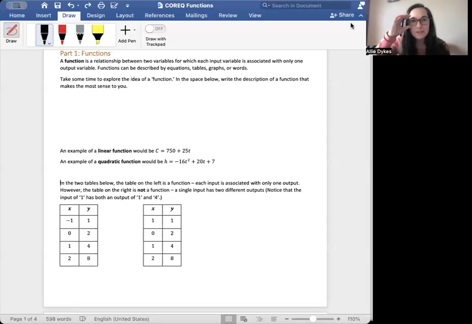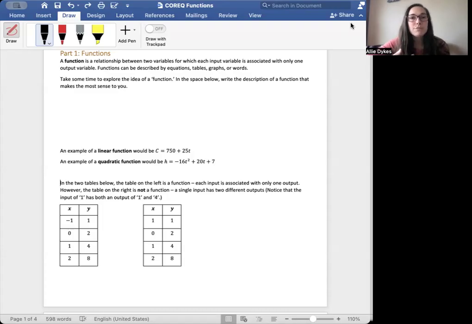Hey all, let's talk a little bit about functions. Particularly for our co-reccing class, we just want to cover the basics of functions. Understand that function is a really fancy name for relationship and also equation. So when we say, let's look at this function, we're talking about, let's look at this equation.